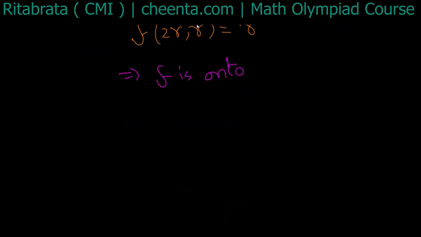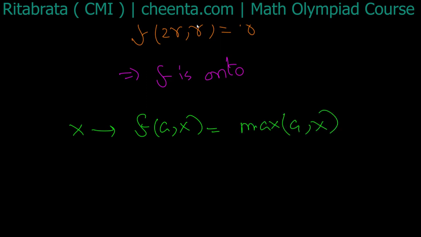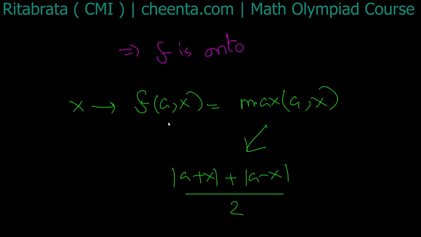Now what about the map x goes to f of (a, x)? Like x goes to the maximum of a and x, is it continuous? See, the maximum of a and x is just (mod of a plus x plus mod of a minus x) by 2. This is an easy thing to observe. Like when x is greater than a, this will be just x. When x is less than a, this would be just a.